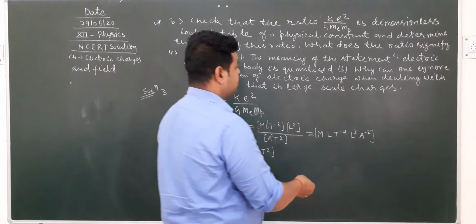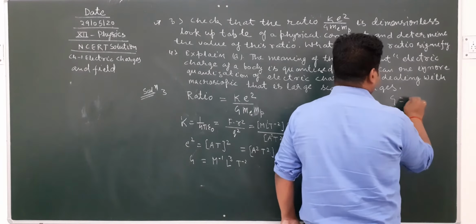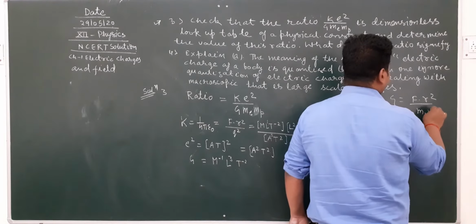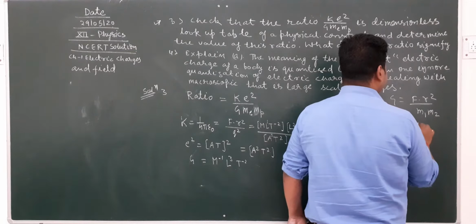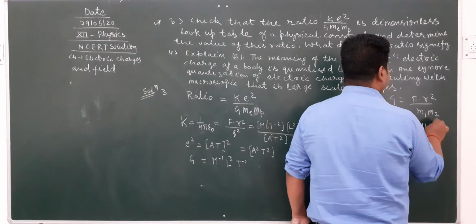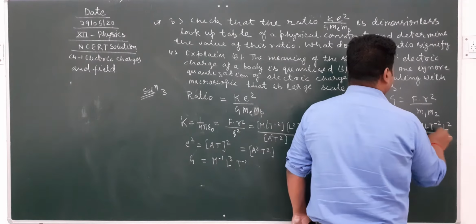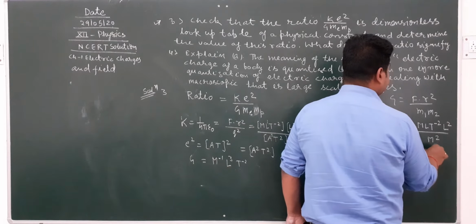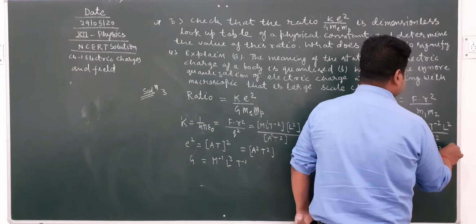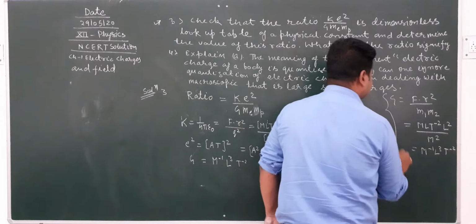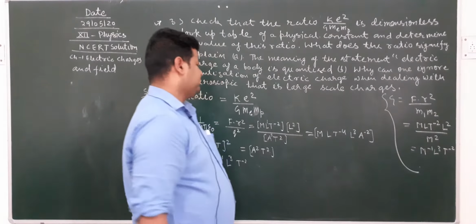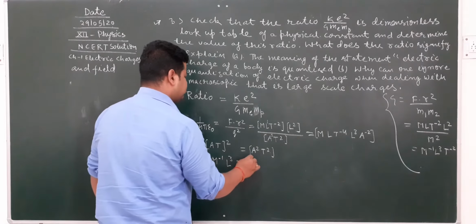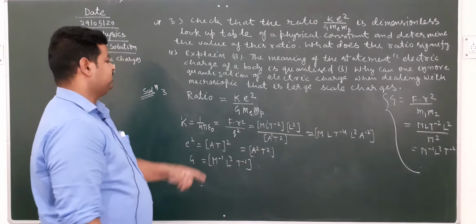I have checked the dimensional formula, that is G is equal to F into r square upon m1 m2. So here we write M L T minus 2 L2 upon M2. From this we get M minus 1 L3 T minus 2. So the dimensional formula of G, which we already calculated in class 11, is M minus 1 L3 T minus 2.